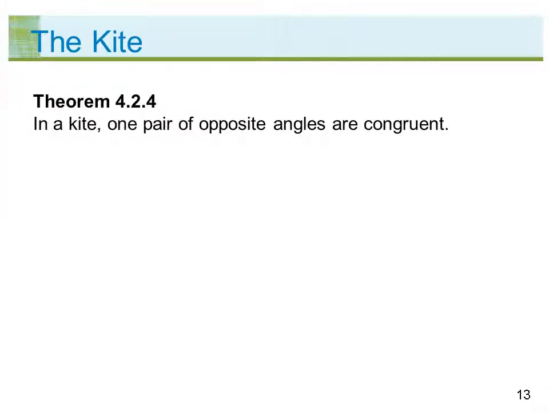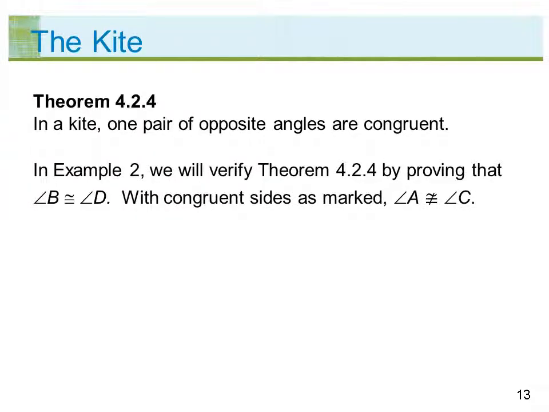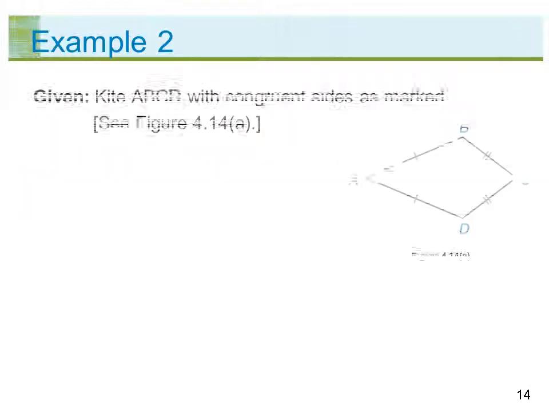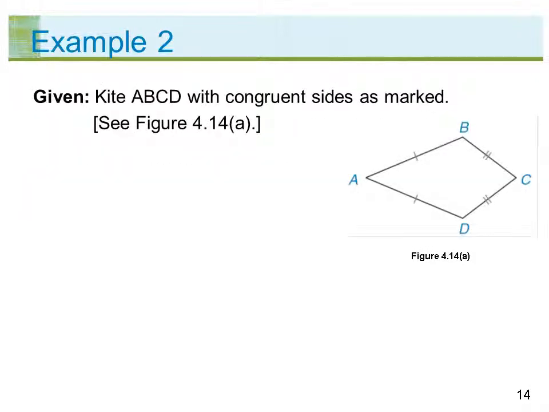Theorem 4.2.4. In a kite, one pair of opposite angles are congruent. In example 2, we will verify Theorem 4.2.4 by proving that angle B is congruent to angle D. With congruent sides as marked, angle A is not congruent to angle C. Given kite ABCD with congruent sides as marked. See figure 4.14a. Prove angle B is congruent to angle D.